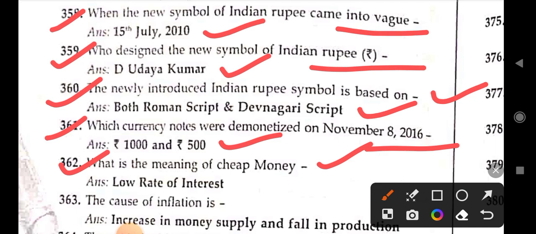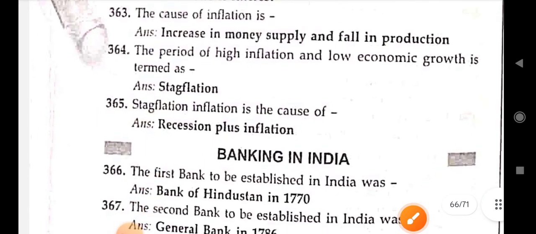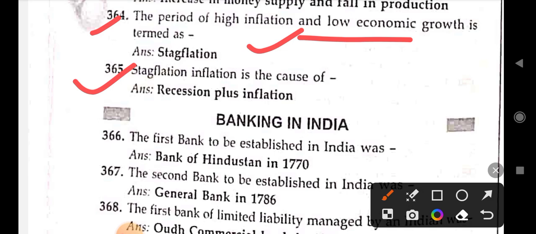What is the meaning of cheap money? Low rate of interest. Next, the cause of inflation: increase in money supply and fall in production. Next, the period of high inflation and low economic growth is termed as stagflation. Stagflation is the combination of recession plus inflation.